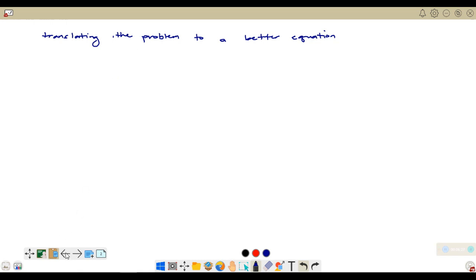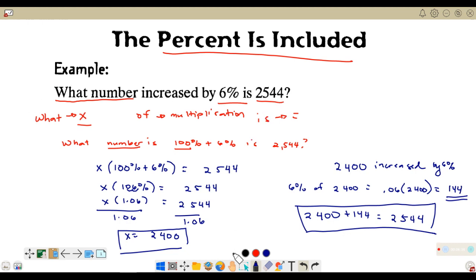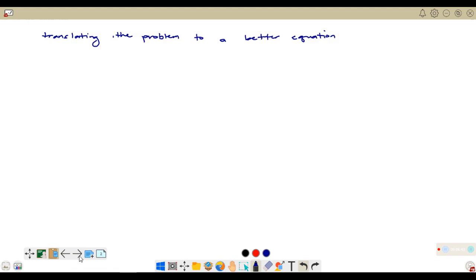So, ang problem natin kanina, balikan nga natin, what number increased by 6% is 2,544. So, again, our missing number x is the what part of our equation. But this time, we have another part wherein x is increased by a portion which is 6% of the missing number x. So, x plus 6% of x is equal to 2,544. So, paano natin to isusulat in terms of an equation?